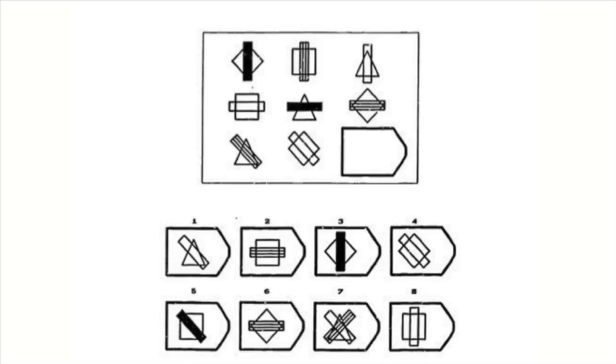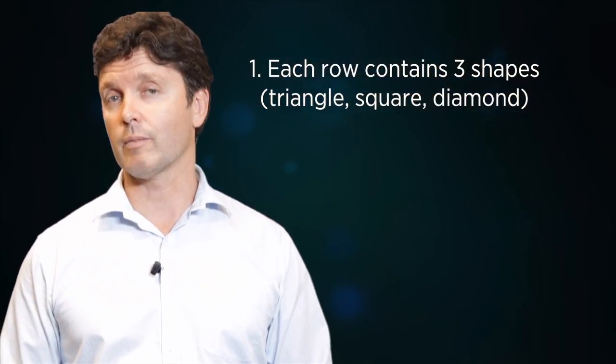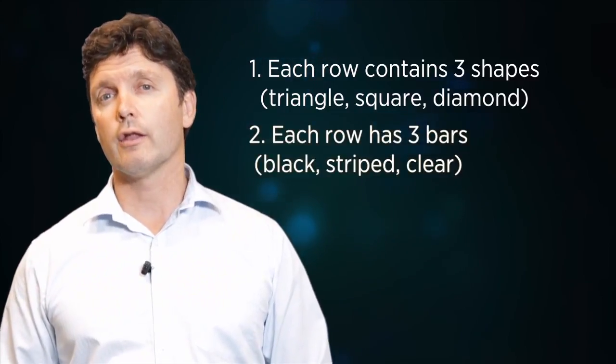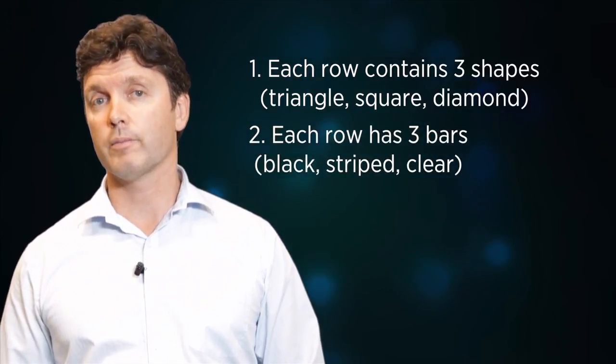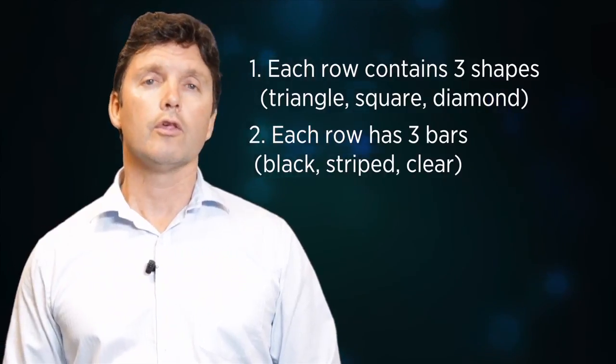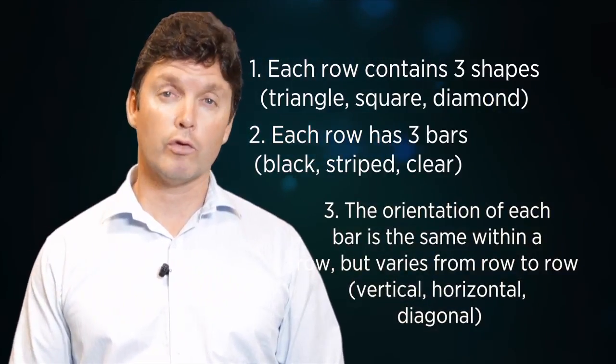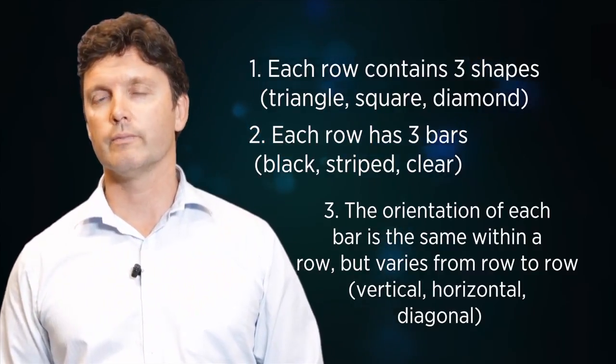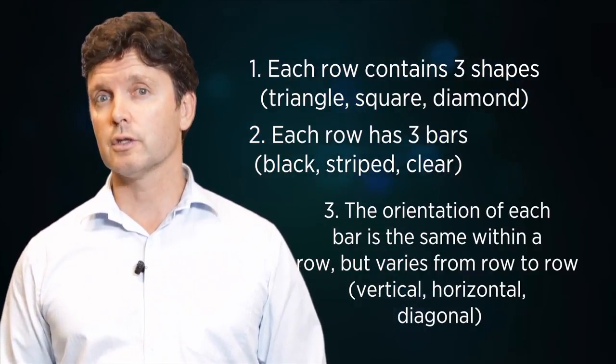How did you go with that? The correct answer is 5. The variations of the entries in the rows and columns of this problem can be explained by 3 rules. First, each row contains 3 shapes, a triangle, square, or diamond. Second, each row has 3 bars, black, striped, clear. Third, the orientation of each bar is the same within a row, but varies from row to row, vertical, horizontal, diagonal. From these 3 rules, the answer can be inferred, which was 5.